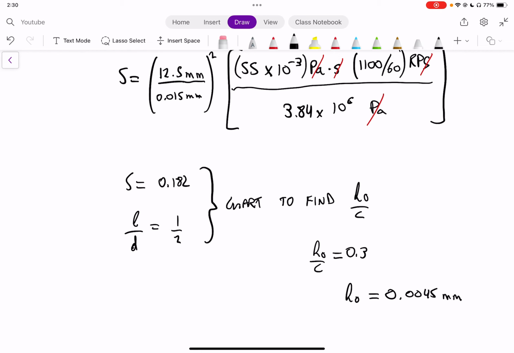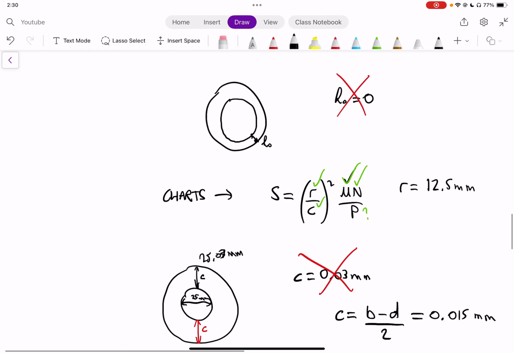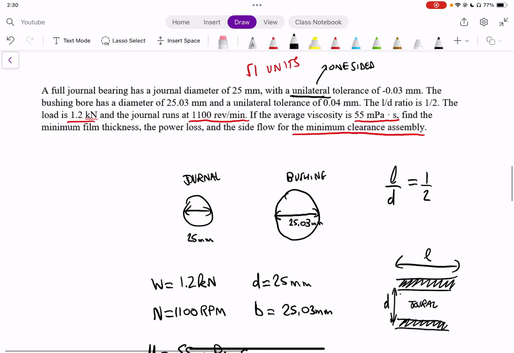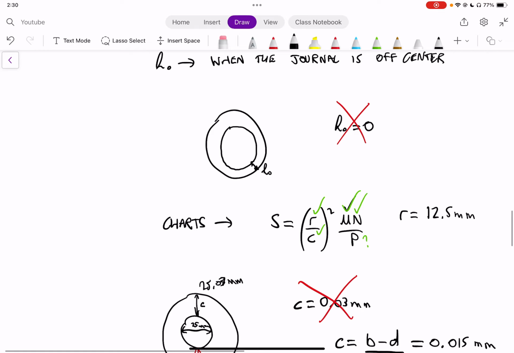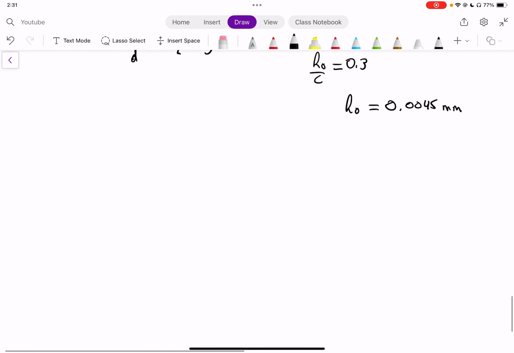Okay. So the next term we have to find, given in our problem, is the power loss. Okay, so again, a new thing. So we have to find power loss. Power loss is essentially how much power did we lose to friction because of our system. So let's say you put a torque of a certain amount on one thing, how much power are you losing because of friction?